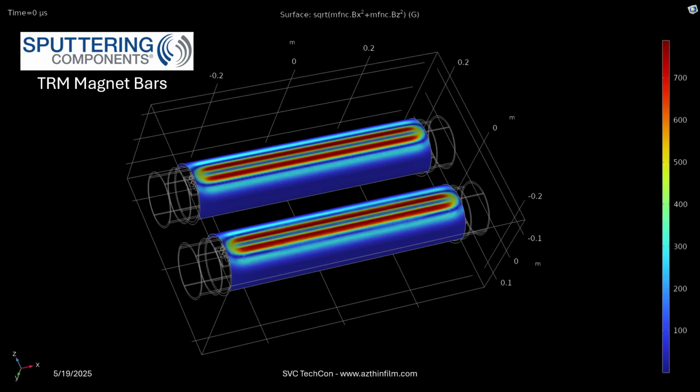The magnetic field on these targets is provided by Sputtering Components. It's using their TRM magnet bars, and we produce the tangential magnetic field on the surface of both the targets shown here. Both of the magnet bars are pointed straight up towards the actual substrate.